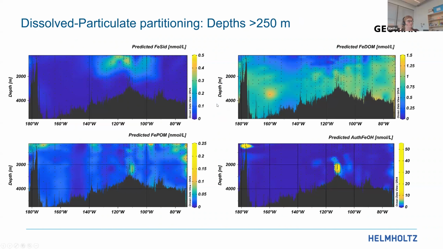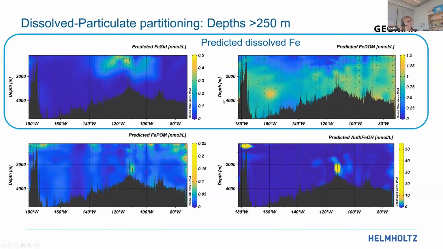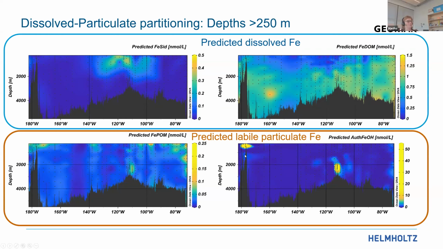Okay, so moving on to the outputs of the model. Once we have set up this model, we can predict these different phases. We've got predicted iron bound to siderophore, predicted iron bound to DOM, predicted iron bound to particulate organic matter, and predicted orthogenic ferrihydrite or iron hydroxides. If we add the top two together, we get a predicted dissolved iron concentration. And if we add the bottom two together, we get a predicted labile particulate iron concentration. And then we can start to compare these two with observations.